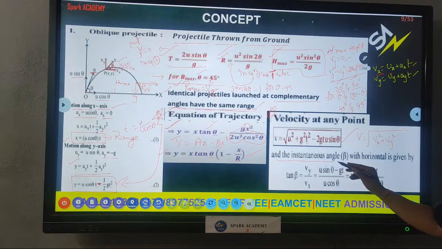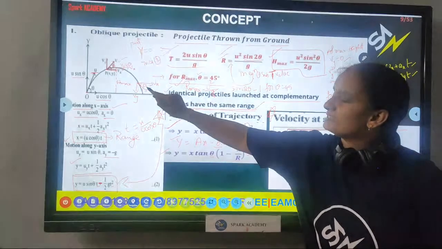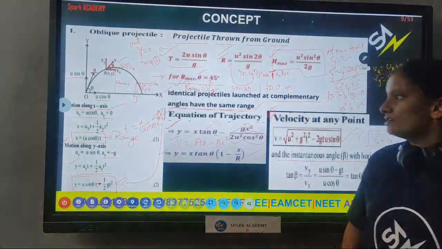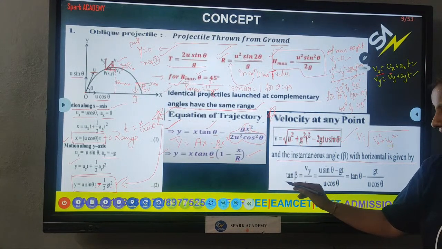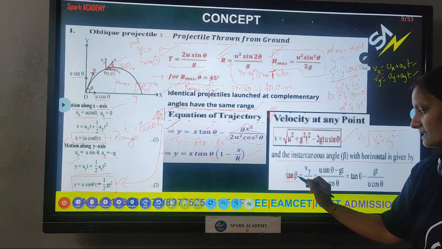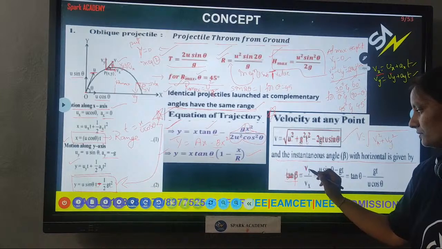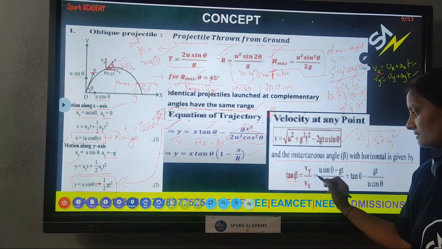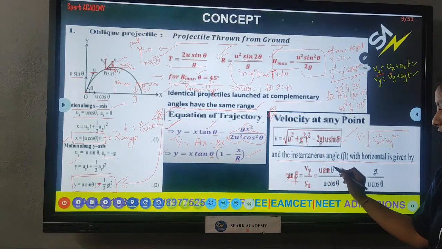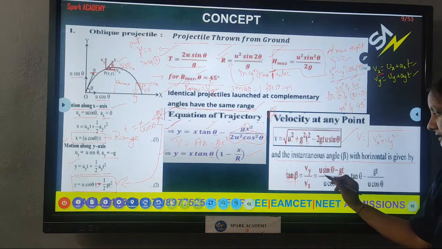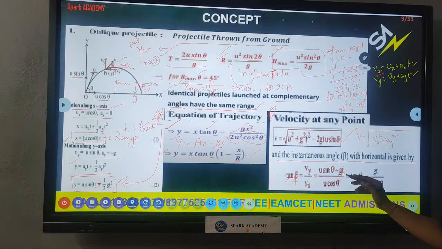And the instantaneous angle beta with the horizontal. So here we are using how to find the direction of the resultant. Take tan beta, which is equal to Vy by Vx, which will be equal to u sin theta minus g t by u cos theta, because Vy is u sin theta minus g t and Vx is u cos theta.